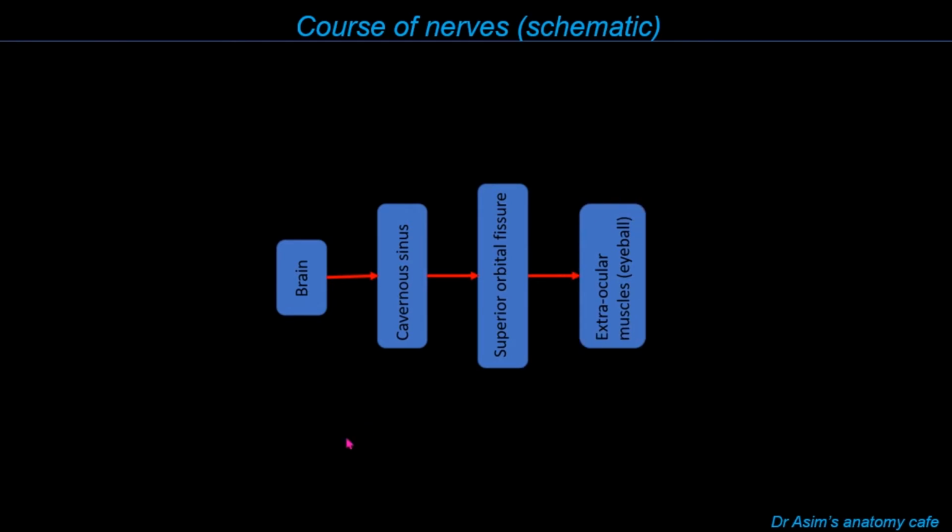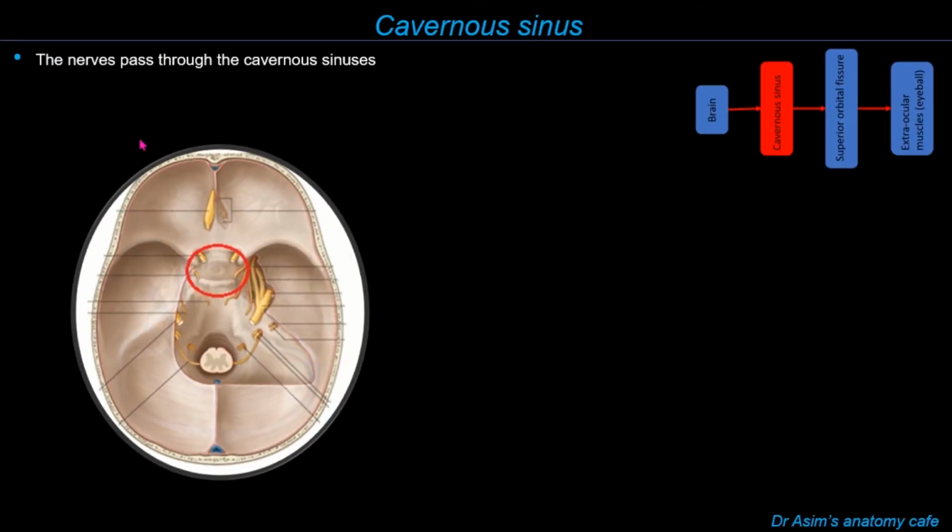We will be describing the location of the passage of these nerves through each of these anatomical stations one by one. Now here on the left, you can see an image of the cranial cavity. This bony region over here is known as the clivus, which is formed by the basilar part of the occipital bone resting on the back of the body of the sphenoid bone. So this region here is the body of the sphenoid bone. This region here is known as the clivus.